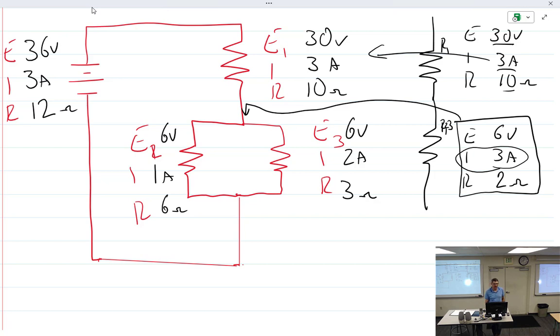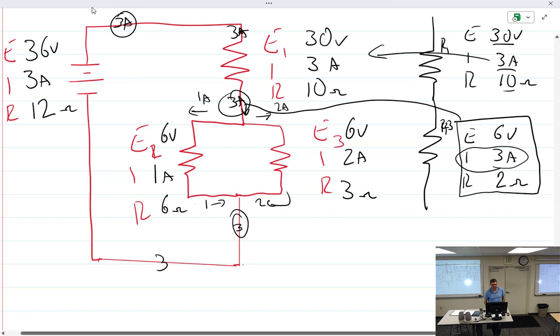So coming out of the battery, I have 36 volts. I have 3 amps. We have 3 amps right there. How many amps right here? 3 amps. How many right here? 3 amps. Okay, now it gets to this point right here. How many go this way? 1 amp. So how many go this way? 2 amps. Comes back around. How many do I have here? 3, because 2 comes back around and the 1 comes back around. How many here? 3. Right back in.